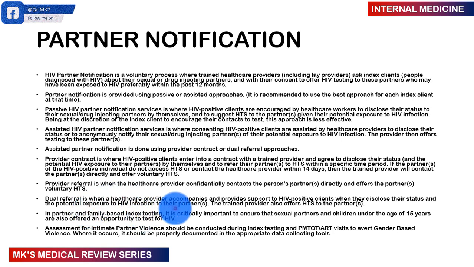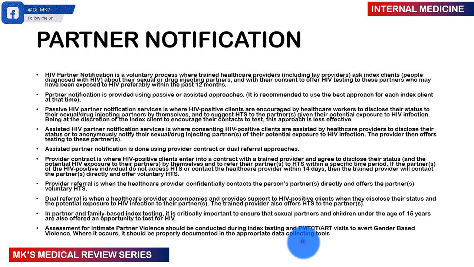Of course, this needs a trained person, because fights do break out in these times. Then, of course, in partner and family-based index testing, it's actually quite critical and important to ensure that the sexual partners and children under the age of 15 are also offered an opportunity to test for HIV. Then, of course, assessment of intimate partner violence should be done during this same index testing.